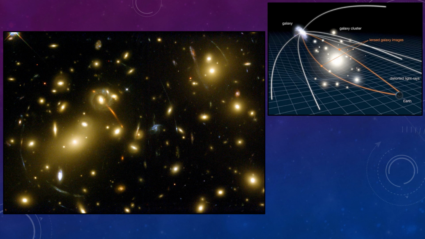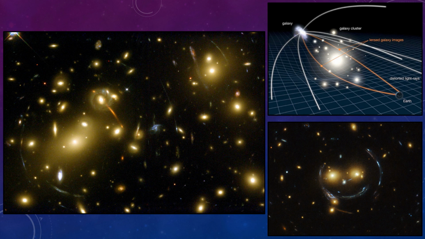And one more bonus image. Here's a real image. It makes me laugh, sorry. A real image of gravitational lensing. It is a cosmic smiley face. It's probably my favorite image in all of astronomy, just because it's so ridiculous.